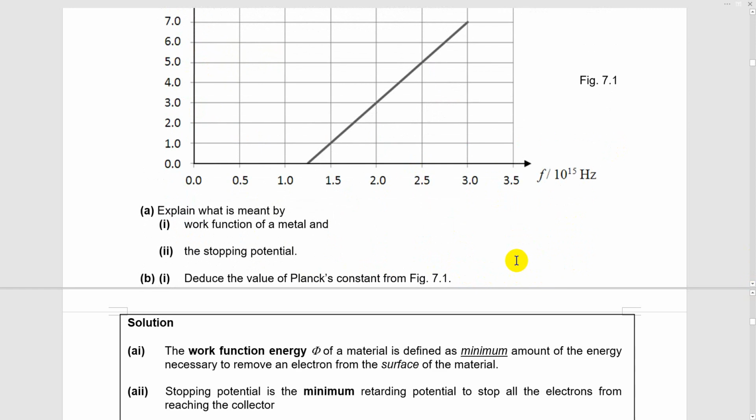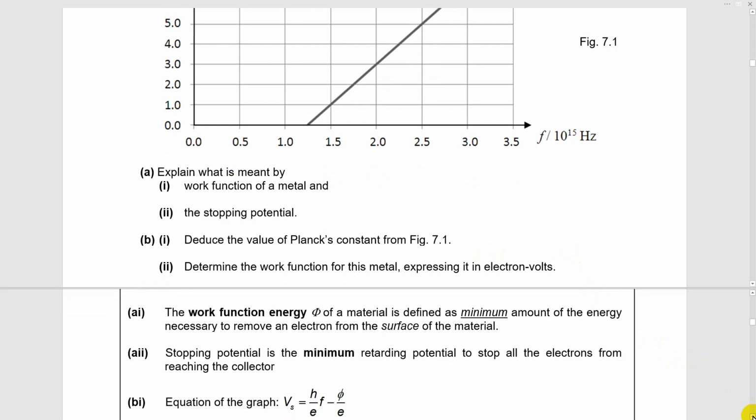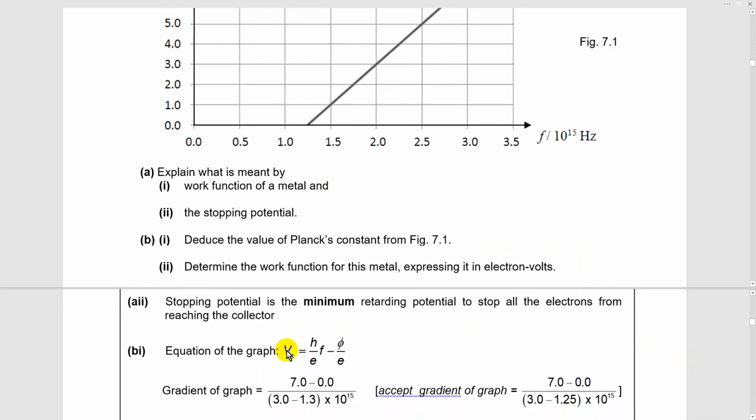Okay, we need to invoke the equations that describe this whole photoelectric effect experiment, and this equation will be the Einstein photoelectric equation, which is as follows. The stopping potential is equal to h over e times frequency minus work function over e. So if you plot Vs as the y-axis and f as the x-axis, then the gradient will give you h over e. h is the Planck constant and e is the electronic charge.